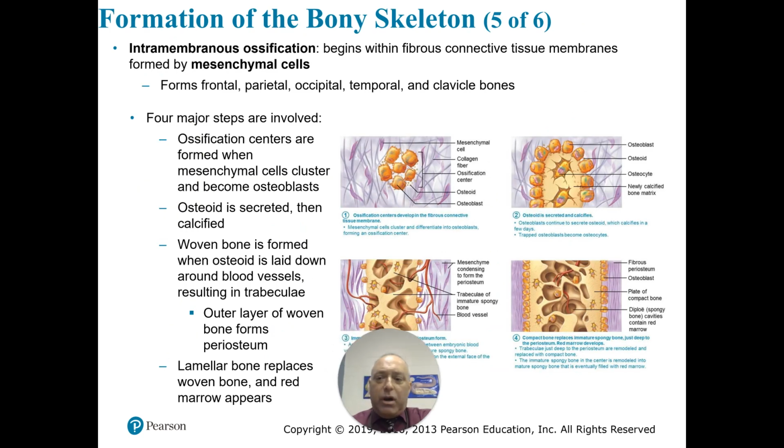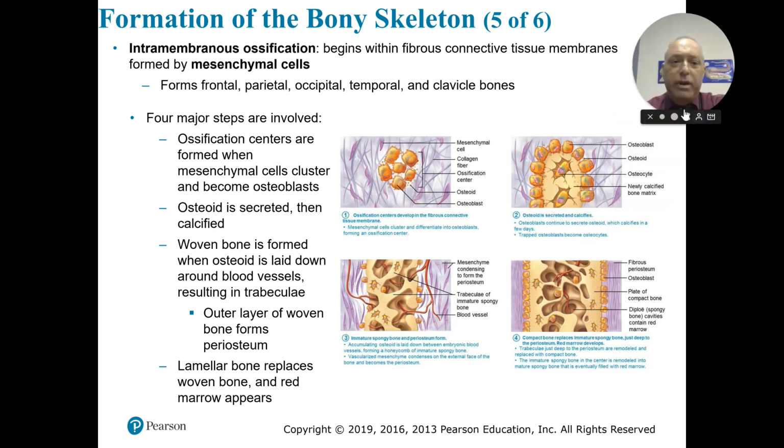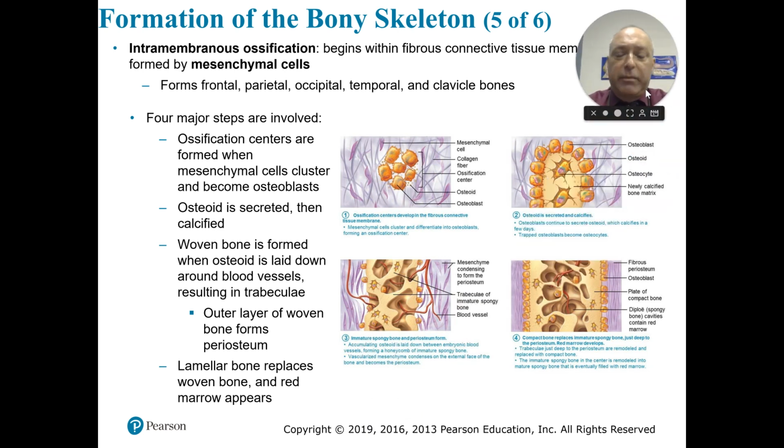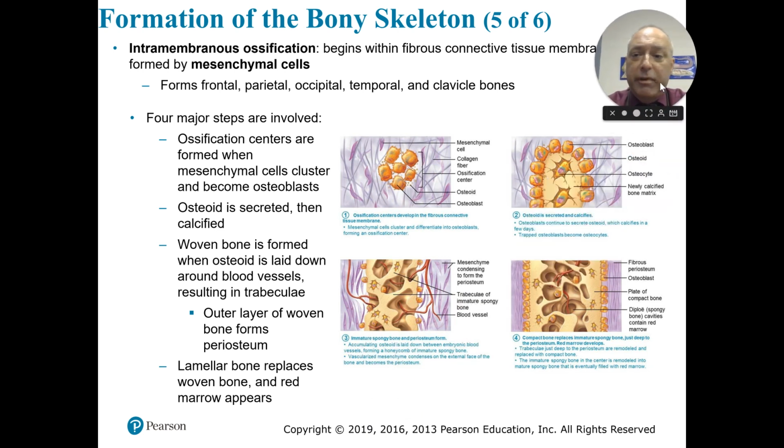Okay, so that was endochondral ossification. Now let's go to intramembranous ossification. It begins with fibrous connective tissue membranes formed from mesenchymal cells. And this forms the parietal, the frontal, the occipital, temporal, and clavicle bones. These are your flat bones. So there are four major steps involved.